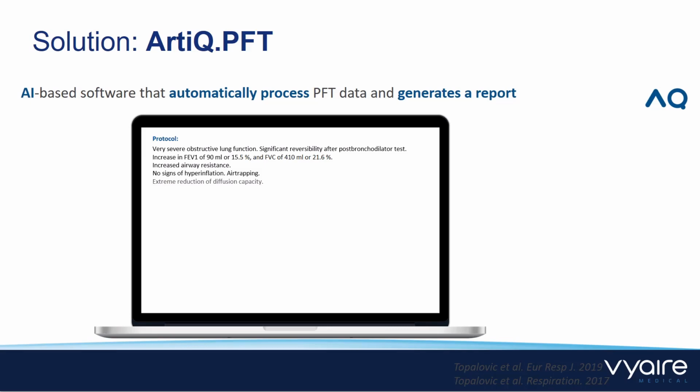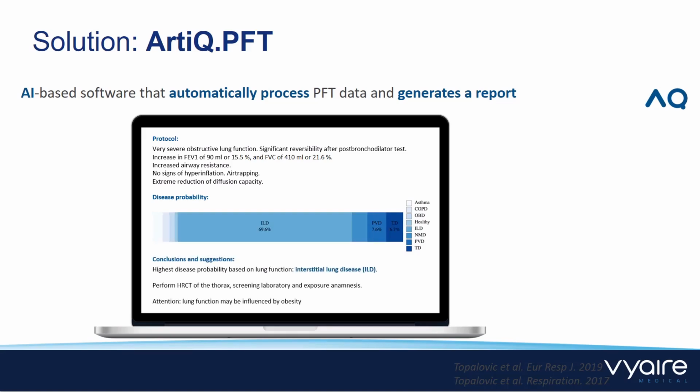With artificial intelligence, the probabilities for several diseases are calculated based on the specific lung function of that patient. In the last part of the report, a conclusion and further suggestions are provided. The software is CE marked and over 70,000 interpretations have been performed in Belgian hospitals. The software currently supports the following languages: English, Dutch, French, German, and Italian.